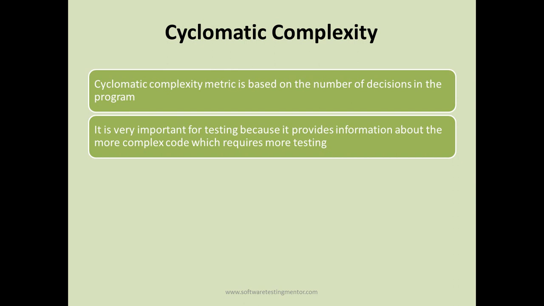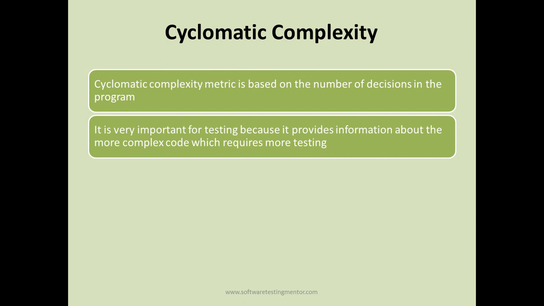So if cyclomatic complexity is more, then you require more testing around it. If it is less, then you require less testing, because it's the complexity that decides the complexity of the code. If cyclomatic complexity is more, that means your software code is more complex and it will require more testing.